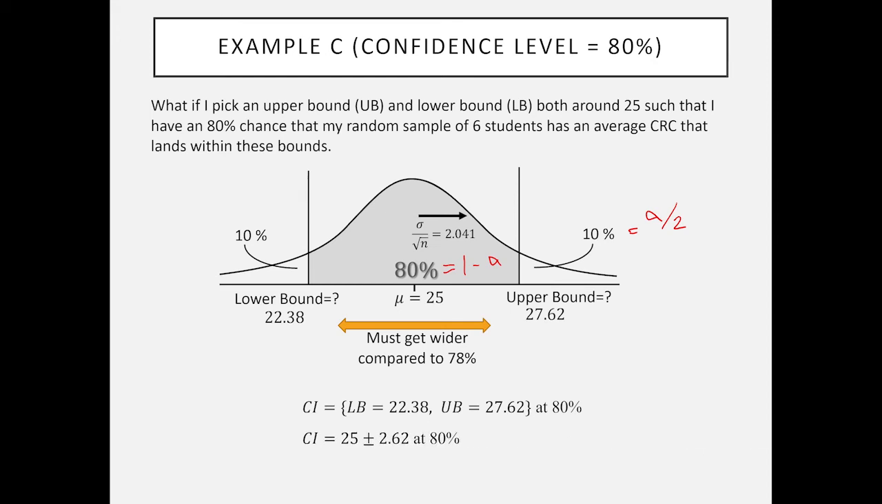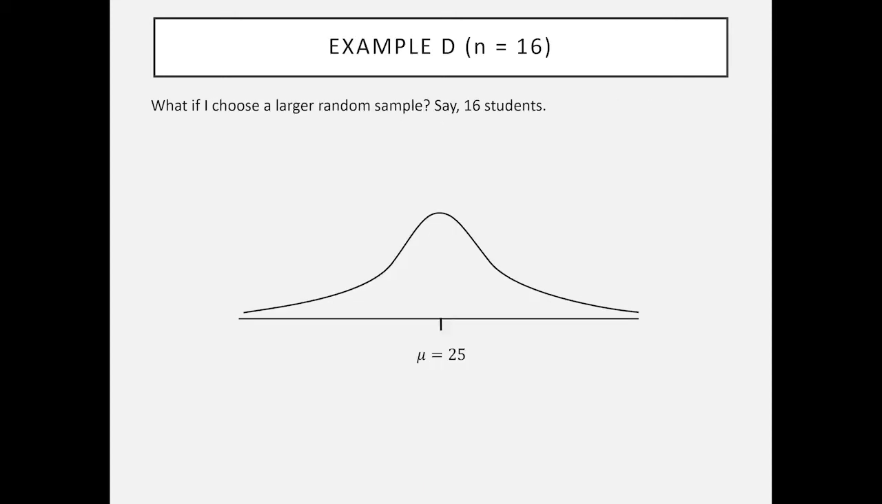We could write this as well as confidence is 25 plus or minus 2.62, which is the margin of error. Write it like this. The margin of error is equal to 2.62. And again, whether we do it with the upper bound and lower bound or whether we do it as a margin of error, it's the same idea. Let's try a final example, example D now.